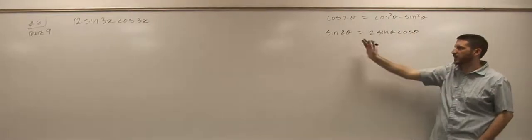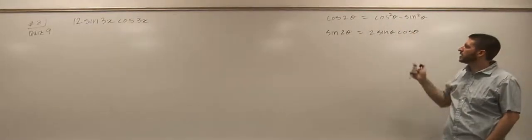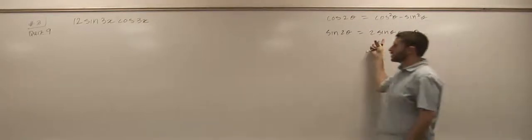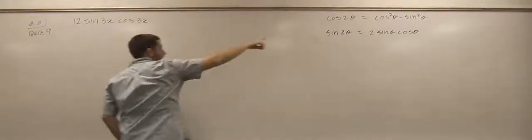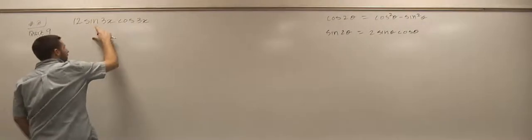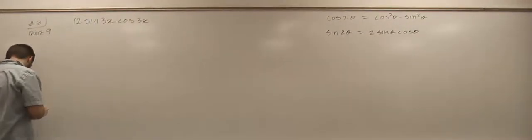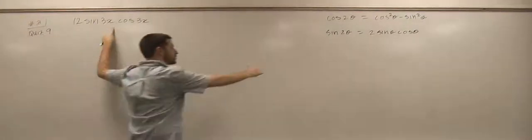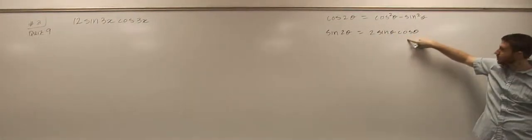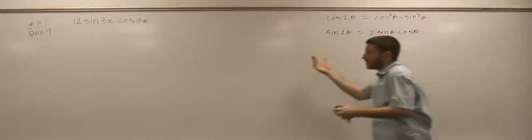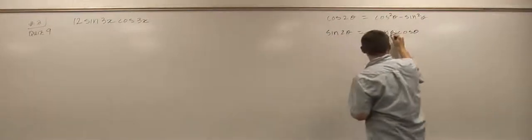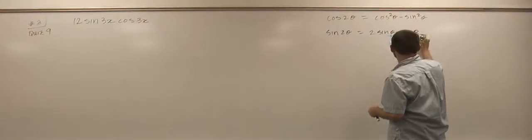And then there's tan 2 theta, but obviously it's not tangent 2 theta. So of these two, which one should I be looking at? Sine, right? This matches up pretty closely to this guy, which says 2 sine theta cos theta. This guy says 12 sine 3x cos 3x. So if I were going to match this expression up with the right side here, what would theta have to be? 3x, right? Because the angle inside is 3x.